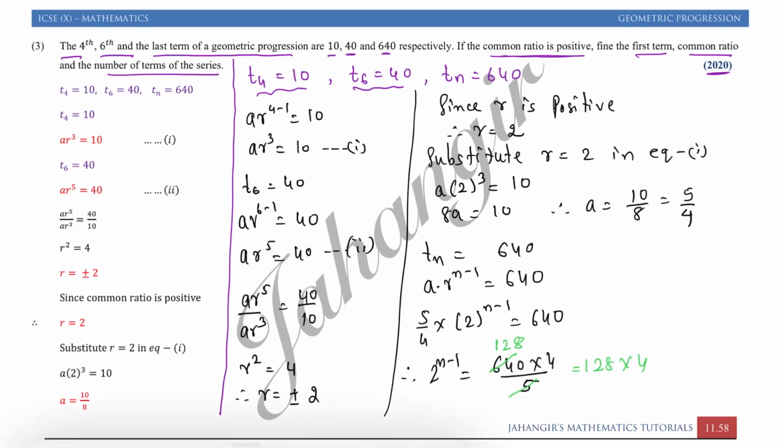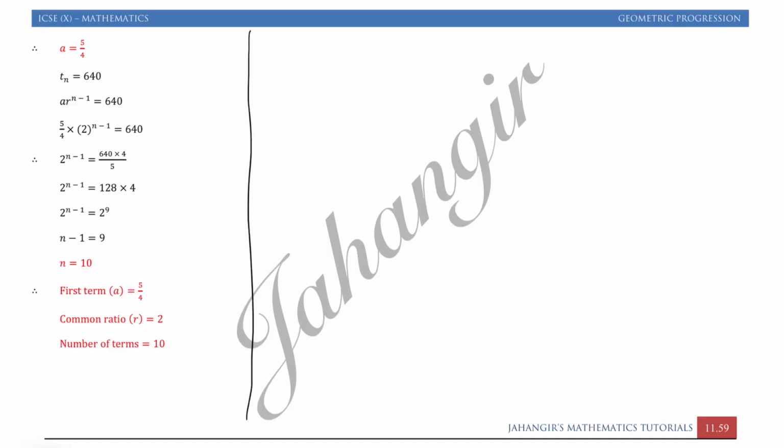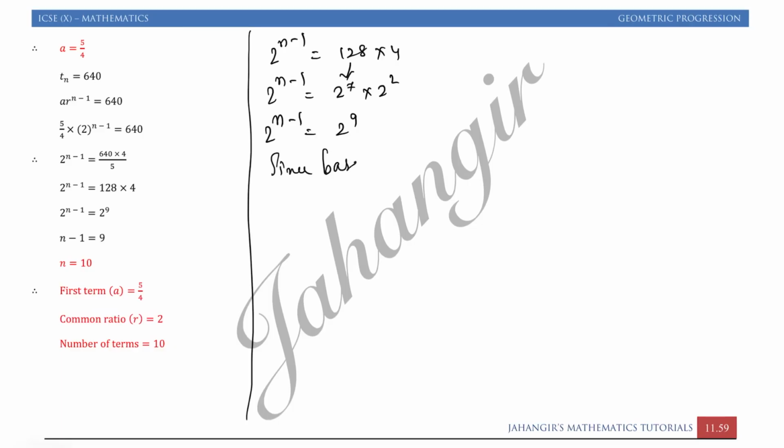So I have to write 2 raised to n minus 1 is equal to 128 into 4. So 2 raised to n minus 1 is equal to, this is 2 raised to 7 and into 2 raised to 2. So we will combine: 2 raised to n minus 1 is equal to 2 raised to 9. Since bases are equal, we can write therefore n minus 1 equal to 9. So therefore n is equal to 9 plus 1, which is 10.